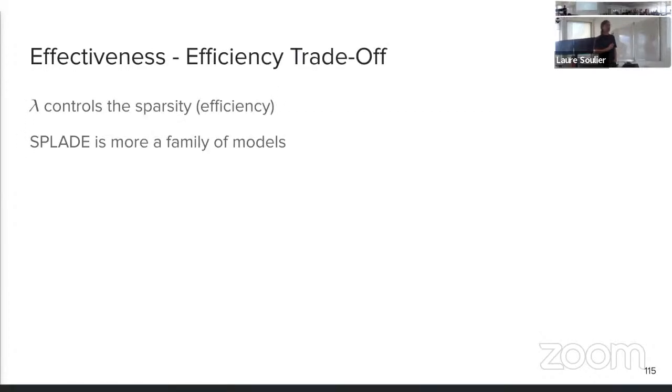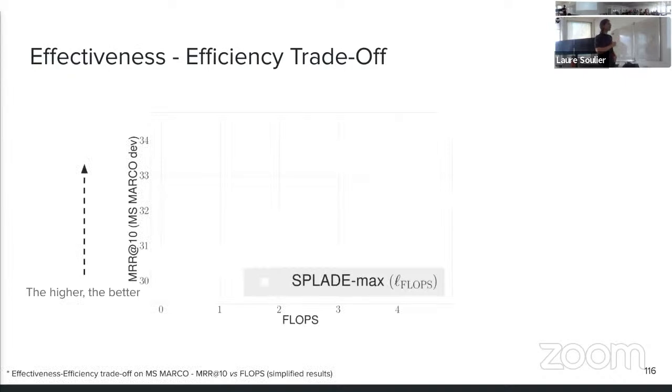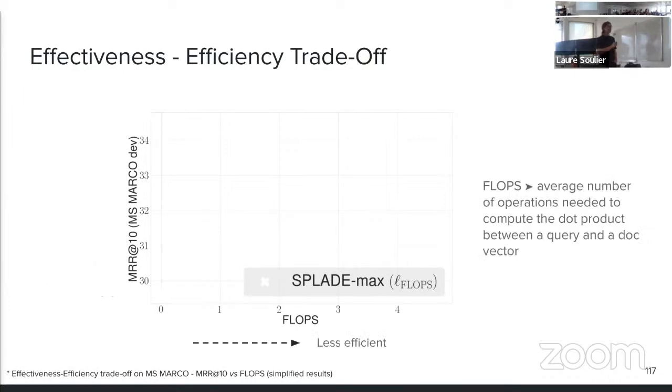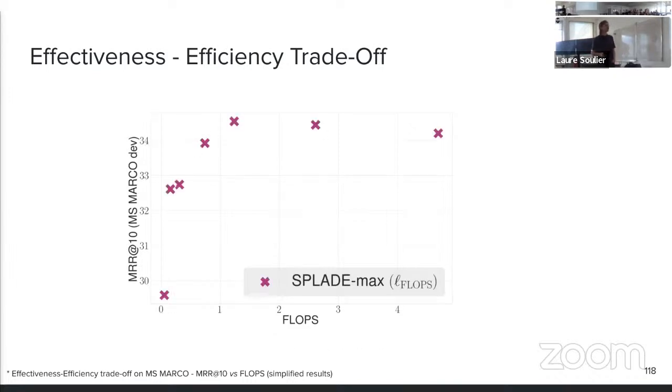But as I said earlier, we actually have a compromise between effectiveness and efficiency that is controlled by the lambda. And so we are going to show this trade-off here. So on the y-axis, we have the performance on the MS MARCO dataset. And on the x-axis, we have the FLOPS measure, which once again is a proxy of efficiency for SPLADE models. And so the higher, the less efficient. And we see that if we train different models with different lambdas, we have this trade-off.